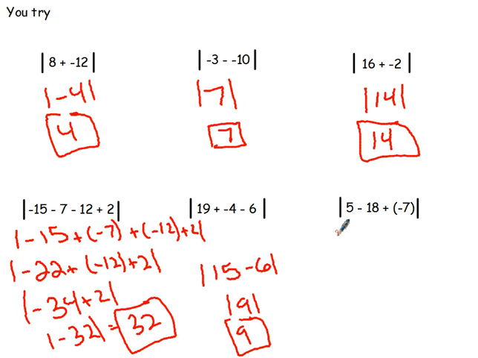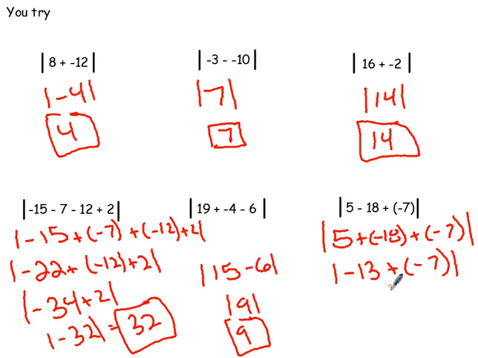Alright, let's take a look. So I'm going to change this to 15 plus -18 plus -7. I'm going to take the absolute value of all of those. So 5 plus -18 is -13, plus -7. Now I've got -13 plus -7 is -20, and the absolute value of -20 is 20. So that's just how we solve anything with more than one number in it for absolute values.